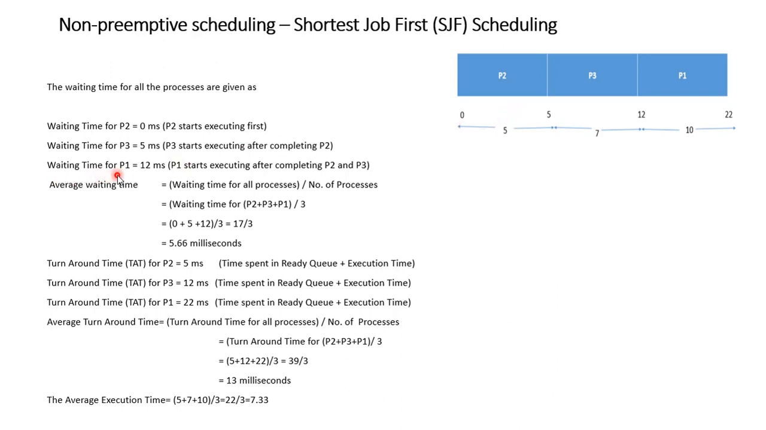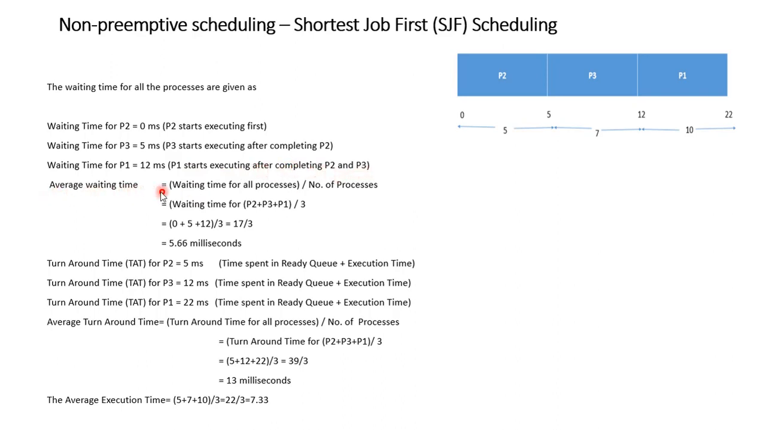Waiting time for P1 is 12 millisecond. P1 waits for 12 millisecond. That is the sum of execution time of P2 and P3, that is 5 plus 7, 12 millisecond. The reason is P1 starts executing after completing P2 and P3.